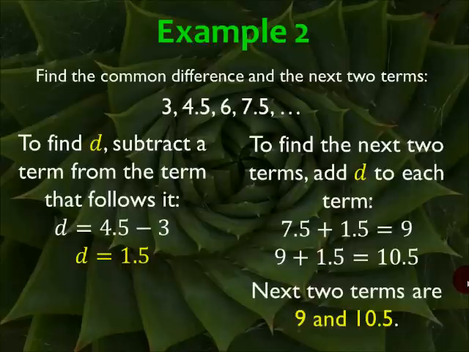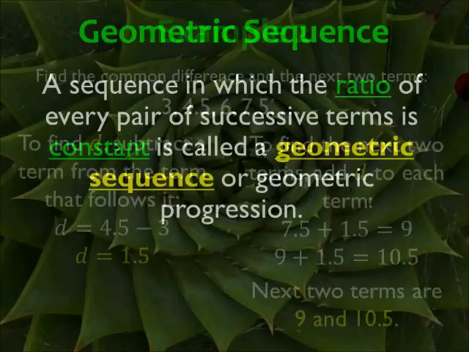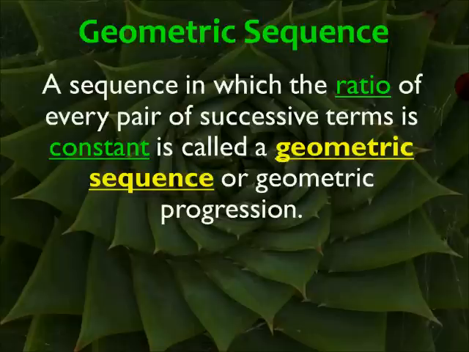So the concept behind an arithmetic sequence is not complicated. You're looking for a difference that's the same between any two consecutive terms. A geometric sequence, a sequence in which the ratio of every pair of successive terms is constant, is called a geometric sequence or geometric progression.